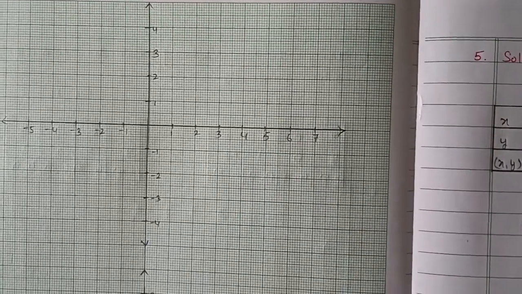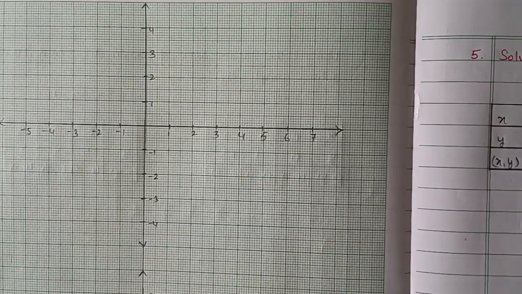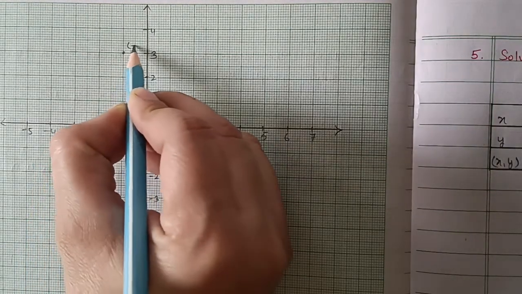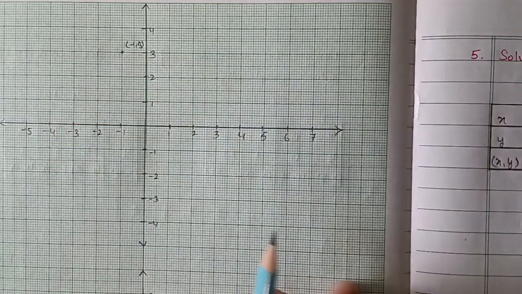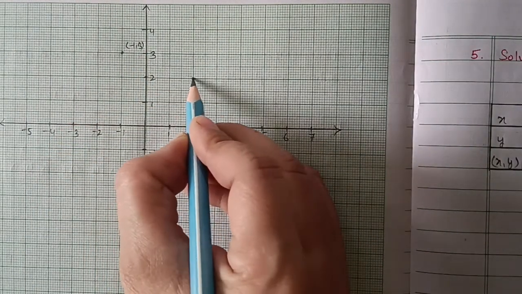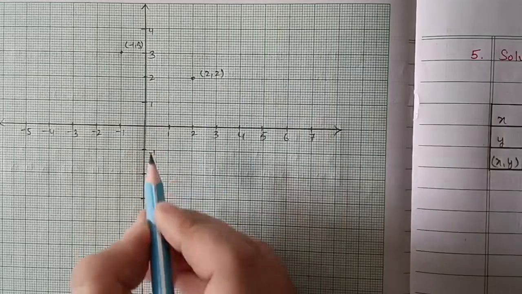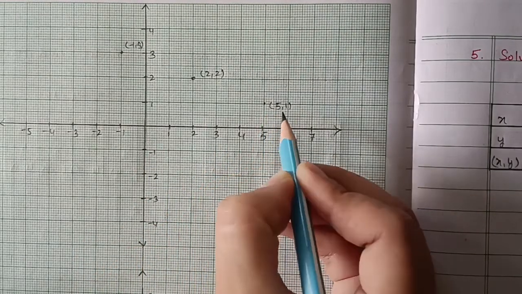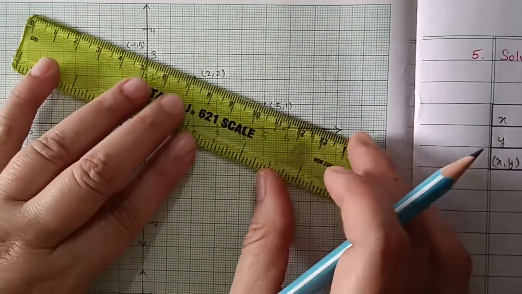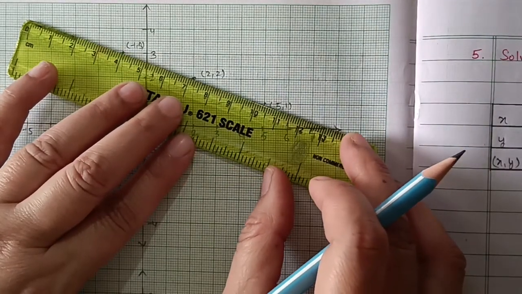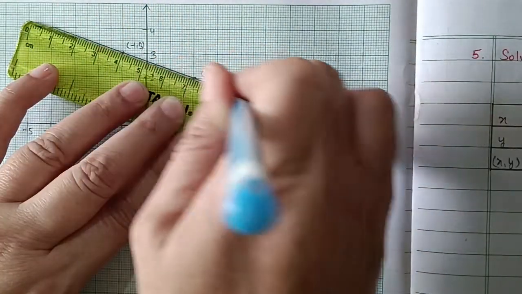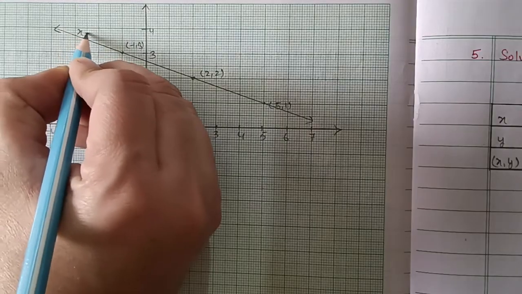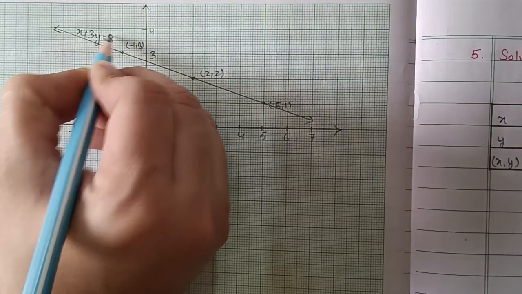Take graph sheet. So now we will plot for the first line minus 1 comma 3. This is our first point. Then second we have 2 comma 2. This is the second point. Third point we have 5 comma 1. Join these 3 points. Always these points will come on a straight line. If it is not coming on the straight line, it means somewhere you have done mistake, recalculate it.